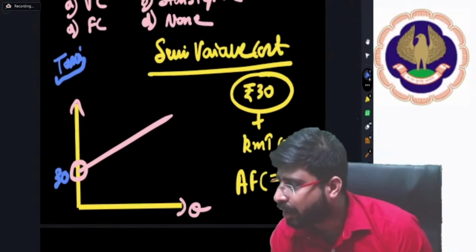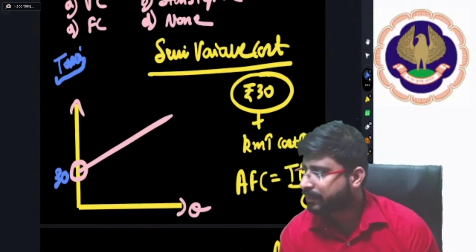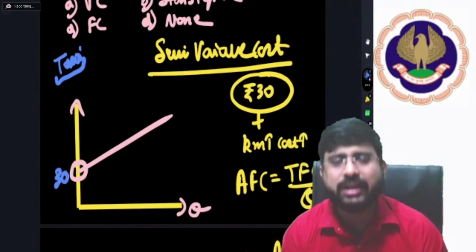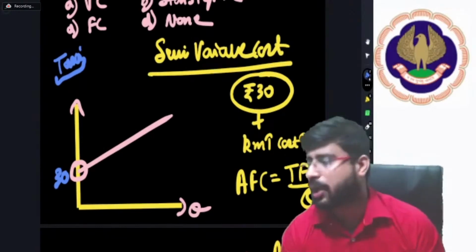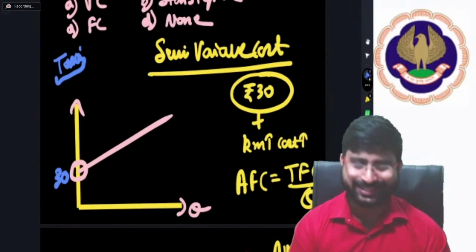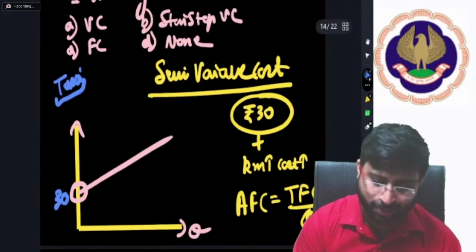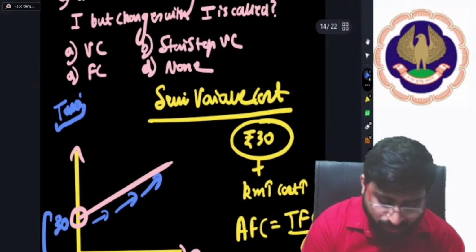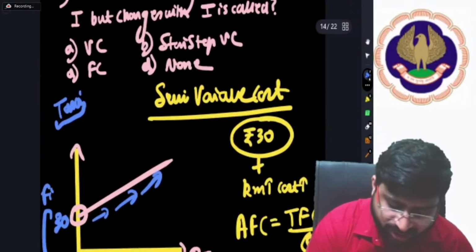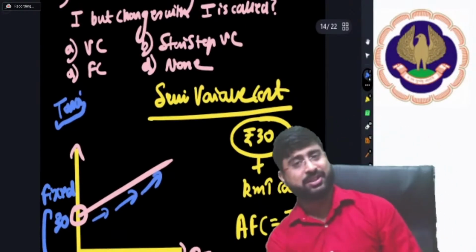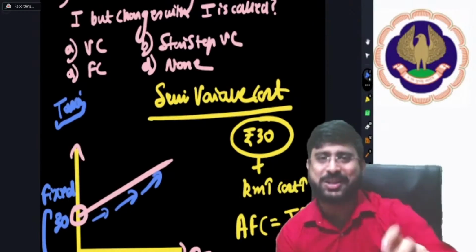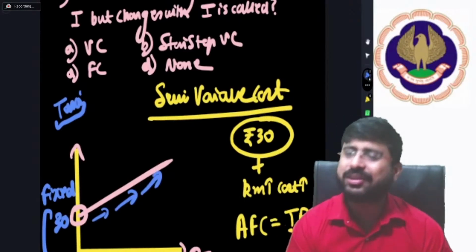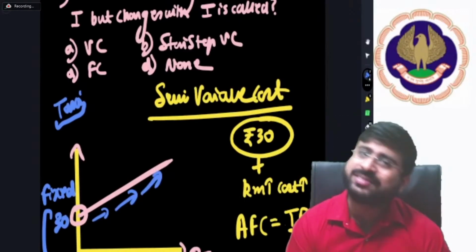The more kilometers you cover, the more cost you will incur. That is called semi-variable cost. The cost that is initially fixed, that is this 30 rupees portion is fixed, but beyond this 30 rupees portion is variable. That is semi-variable cost.